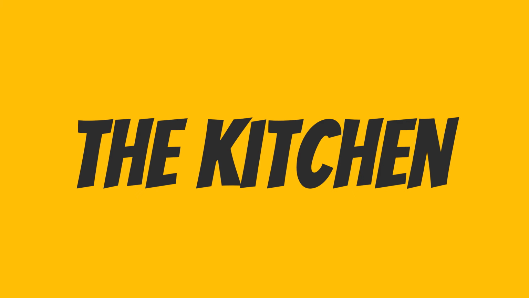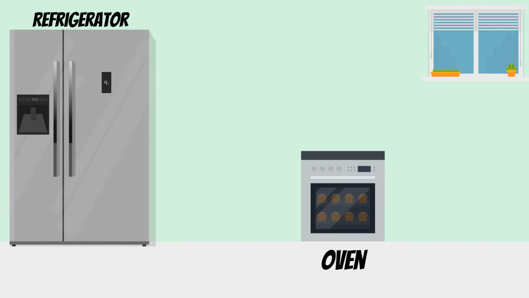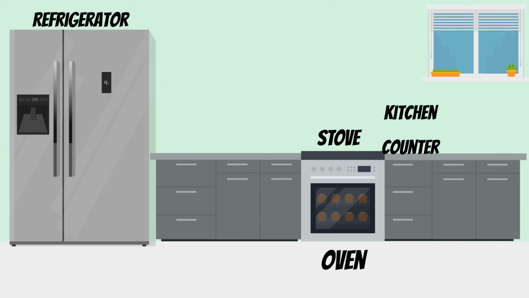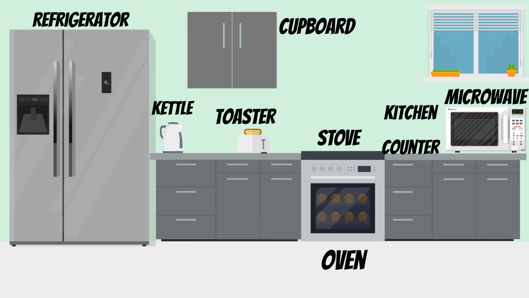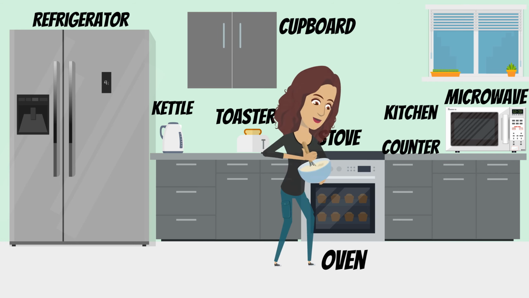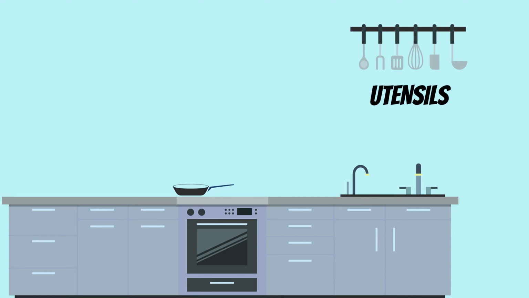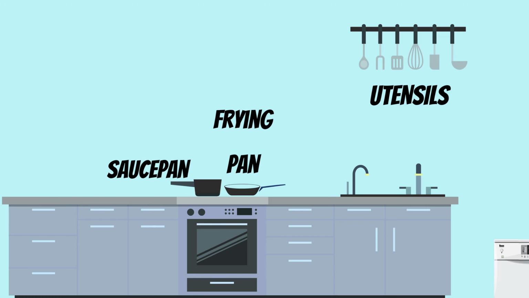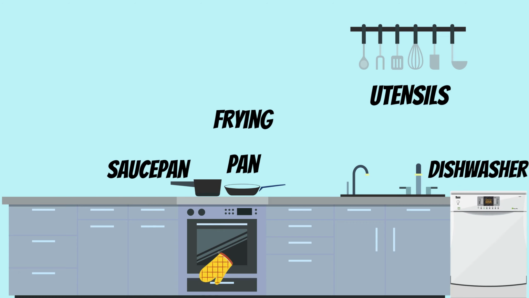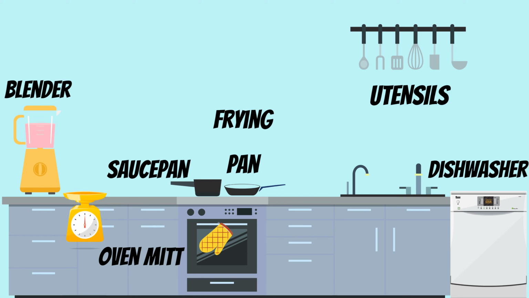In the kitchen, refrigerator, oven, stove, kitchen counter, cupboard, toaster, kettle, microwave. Utensils, frying pan, saucepan, dishwasher, oven mitt, blender, scales.